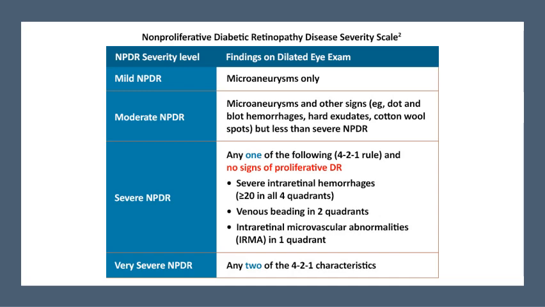In the fluorescein angiography, the feature of extensive areas of capillary dropout is an additional feature to the clinical findings that are mentioned in the NPDR scale. And severe non-proliferative diabetic retinopathy is represented by presence of 2 or more of the 4-2-1 characteristics.